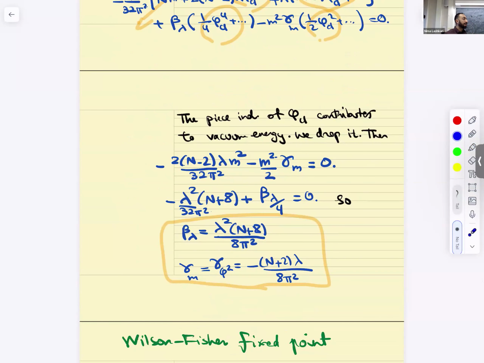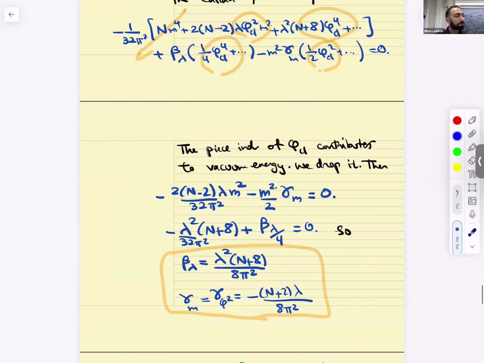Good. This is the order in perturbation theory. As usual, beta lambda is one order higher than the gammas. Very good. This was done in 4 dimensions, right? There's a problem here. These beta functions are not necessarily small, and I don't see a fixed point. These beta functions are positive. N is positive, right? I don't see a fixed point.